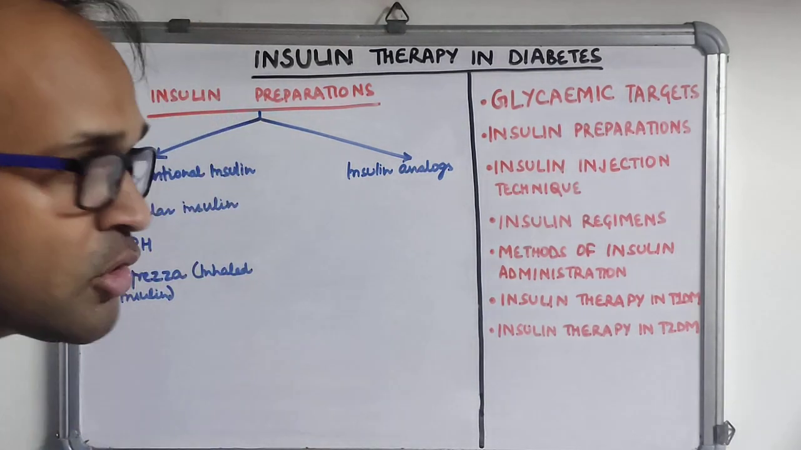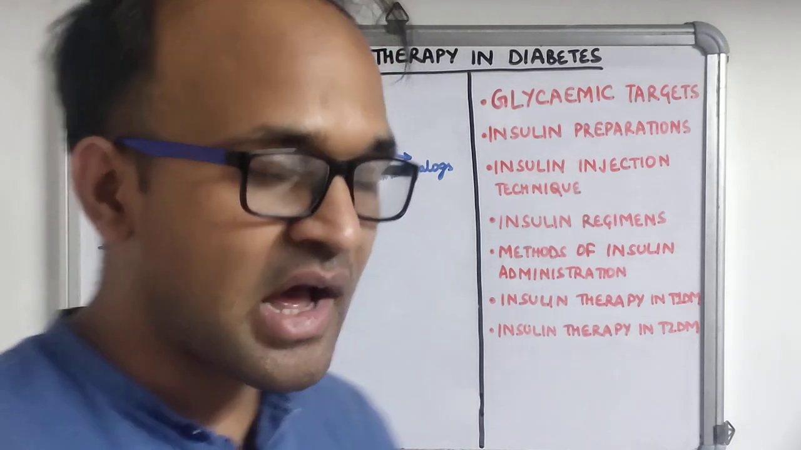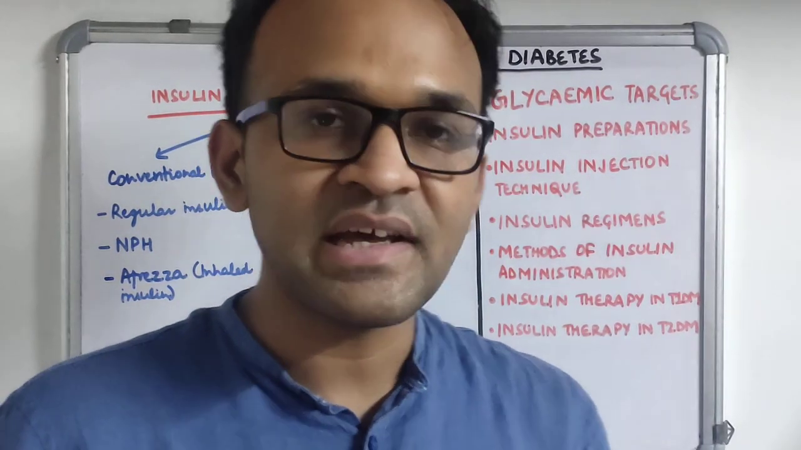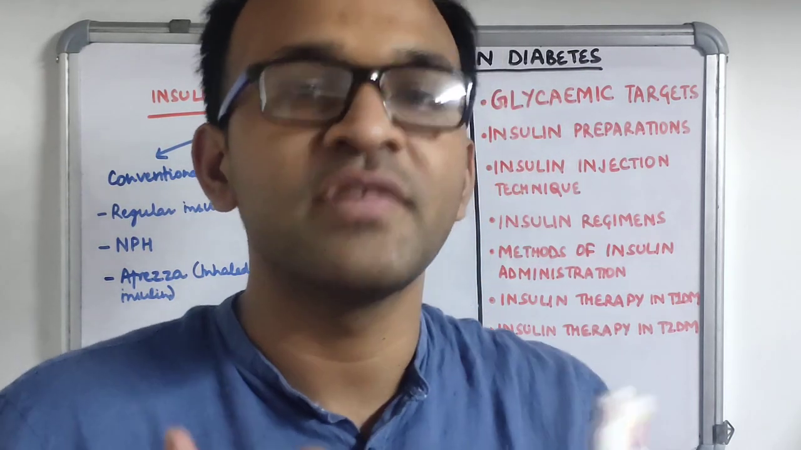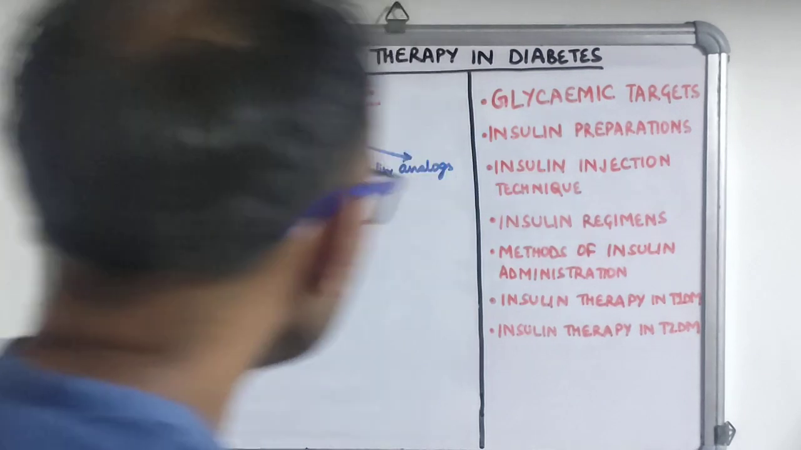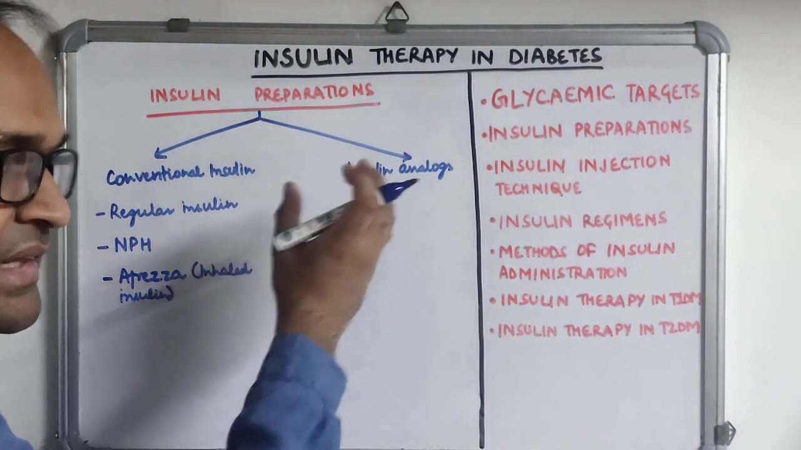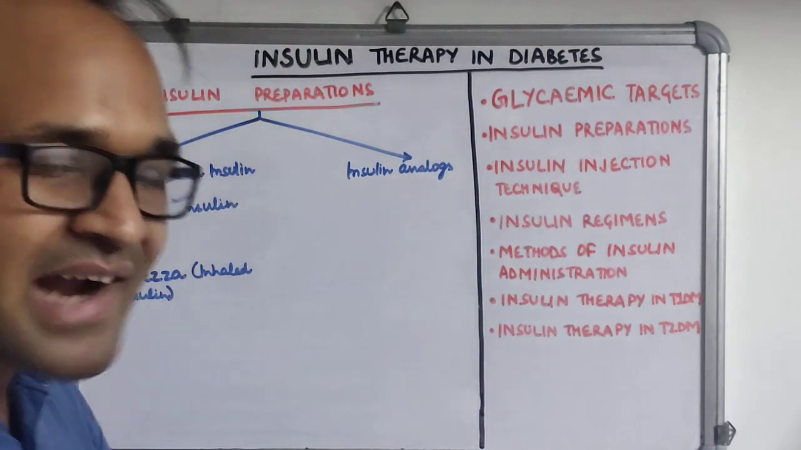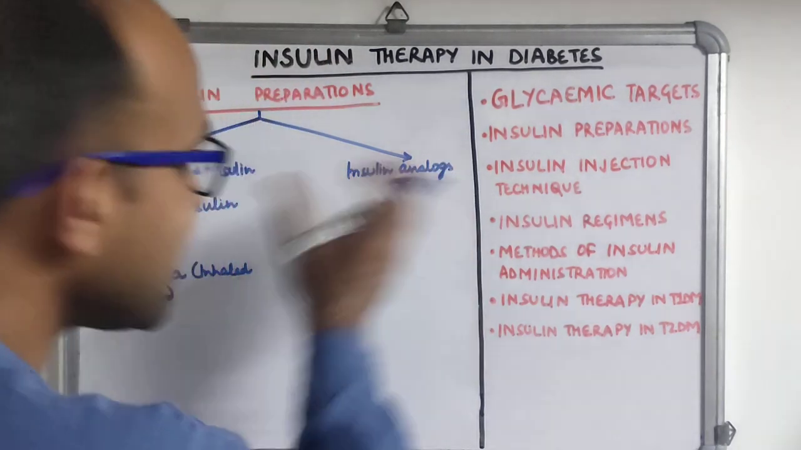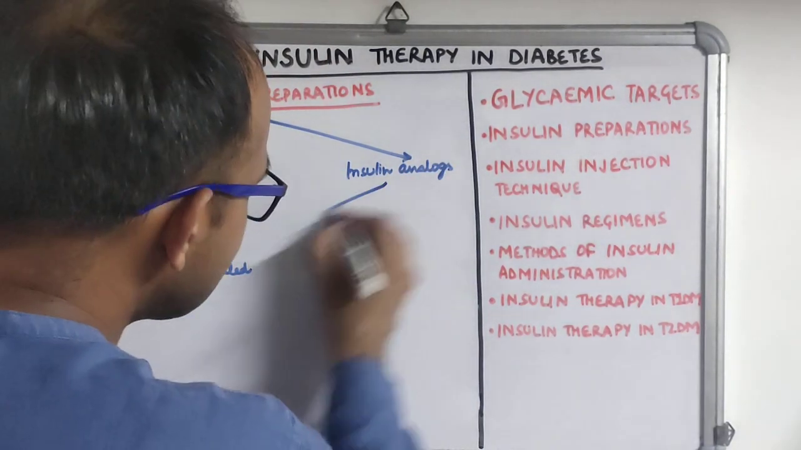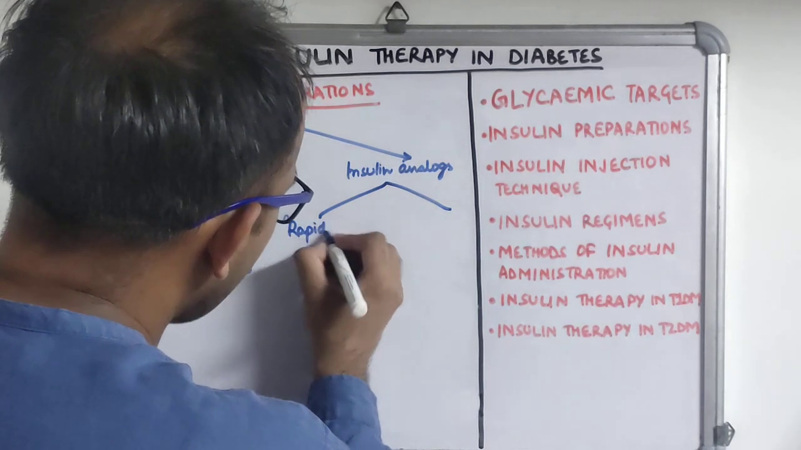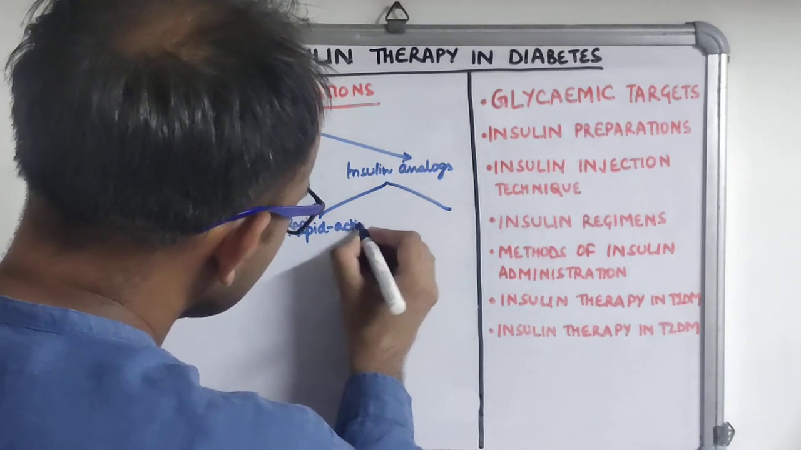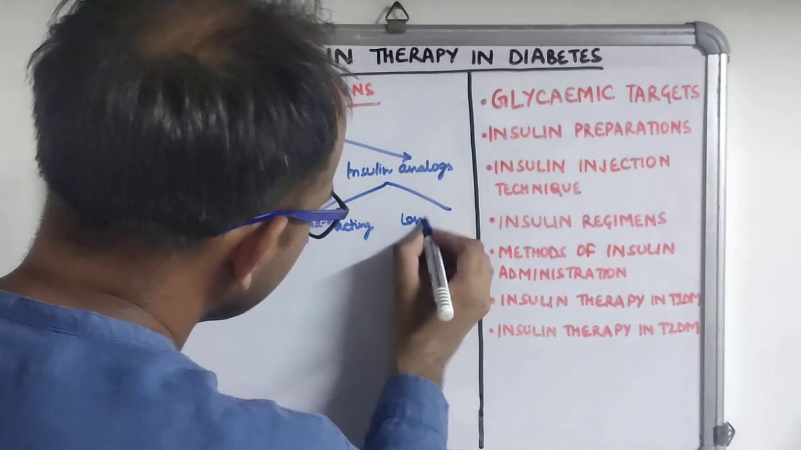And what are insulin analogs? Insulin analogs are basically derived from the natural insulin, but the amino acid sequence is altered to make them more physiological, right? So the amino acid sequence is altered in the insulin to create insulin which acts more physiologically. So these are insulin analogs. They are basically of two types. One is rapid acting and one is long acting.